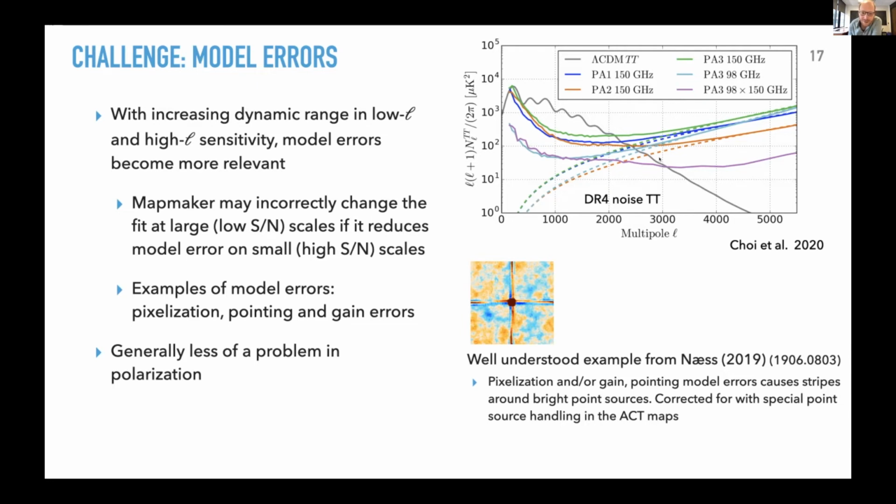And so that sacrifice at low L is incorrect. So you will introduce a bias from this. So a lot of our work now is trying to understand that we include all of the right model errors. The good thing is that this is generally less of a problem in polarization because the dynamic range and the noise power is much less a problem there. So I think this warrants a lot more thought for upcoming data sets. I think we're starting to see that this starts to matter more and more.